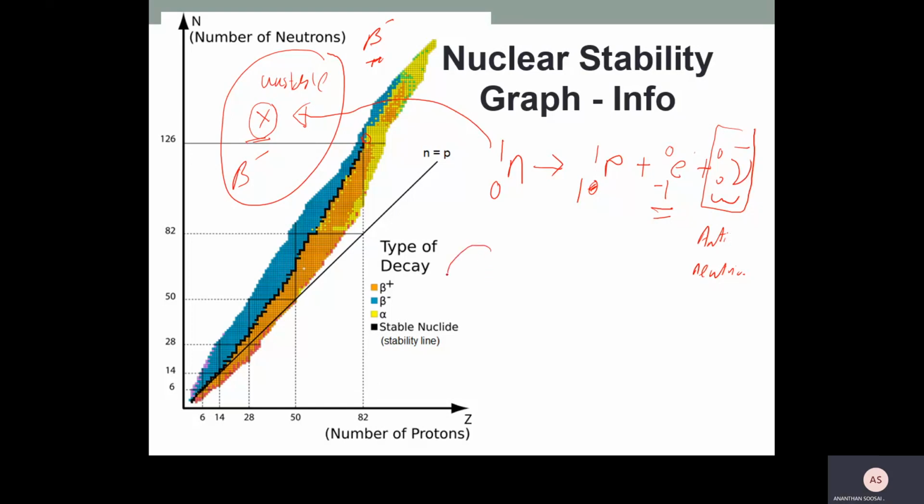Okay, let's say you have an element here, this region. This is also unstable, but this is due to excessive protons, lots of protons. So what will the nucleus do? The proton will convert to a neutron. So it can happen. A proton will convert to a neutron, and what element will we get here?